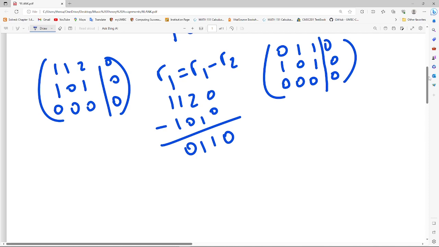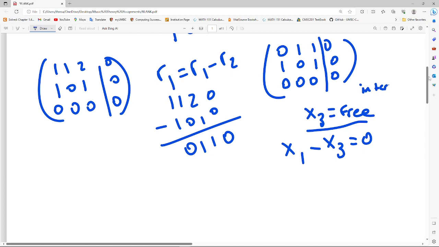Now we can start finding out our variables. So we know x3 is equal to a free variable. When we have x2, we have x1 minus x3 is equal to 0. Now, since we have x3 as our free variable, we want everything in terms of x3. Right? So we have x1 minus x3. So we can subtract x1. So we get negative x3 is equal to negative x1.